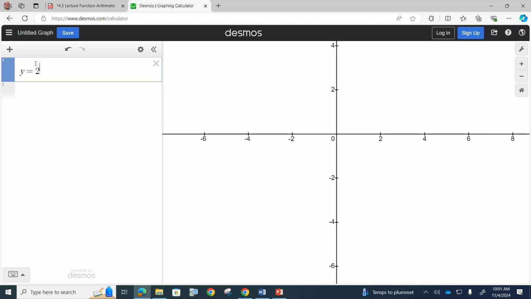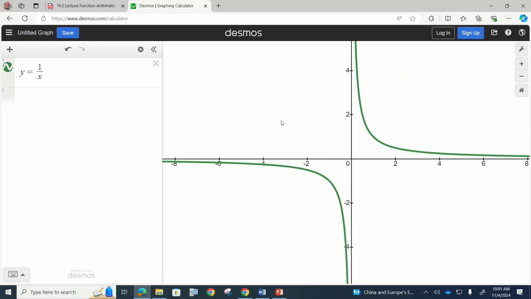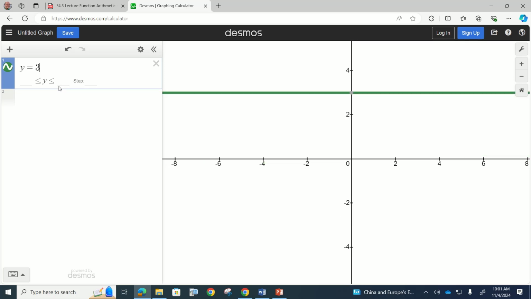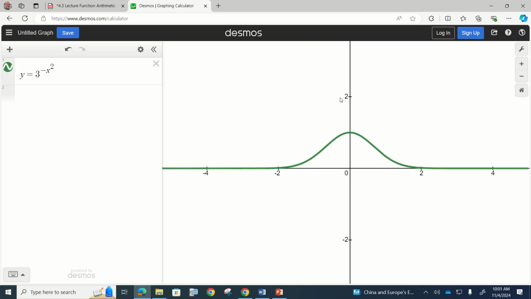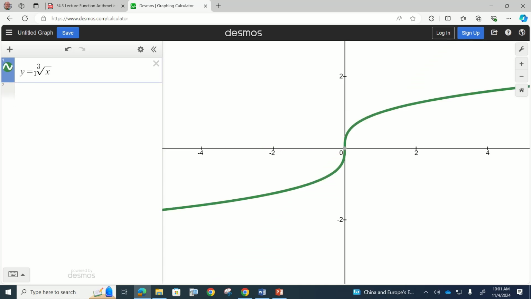What about this function? Is that even, odd, or neither? That one is neither. It's not a mirror image, it's not a rotation, it's neither. What about this one? Even, odd, or neither? Odd. Very good. Yeah, you can rotate that, get the same picture. What about this one? Even, odd, or neither? Even. What about that one? Odd. Yeah. So the cube root of x is an odd function, so I can rotate.